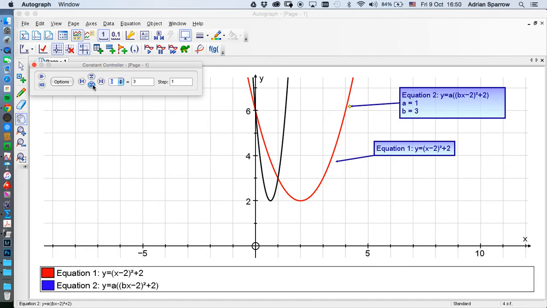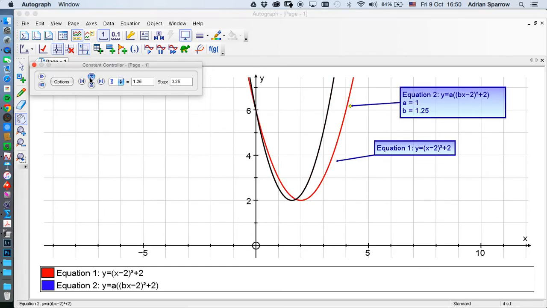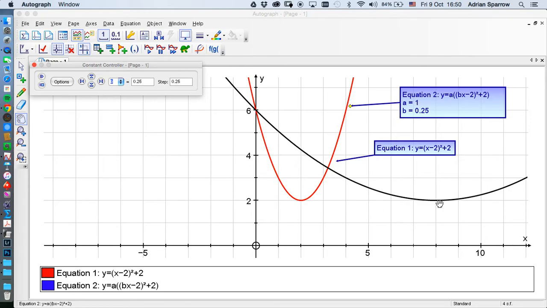If we go the other way, let's get back to the beginning, and let's look at making this b 0.5. What we're actually going to do is multiply by a half, and we go from 2 up to 4. So we've actually moved it this way. When we make b a half, we're actually multiplying by 2. So this is almost counterintuitive. If I make b a quarter, it moves it from 2 to 8.